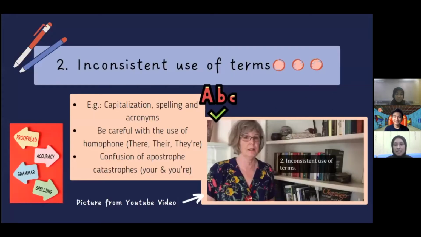The second mistake in scientific writing is inconsistent use of terms, for example capitalization, spelling, and also acronyms. You need to be careful with the use of homophones, such as there, their, and they're. These three homophones sound the same, but the meaning is different. So we need to be careful which one we use in our writing. The third is confusion of apostrophe and catastrophe, which is your and you're. These two words also have different meanings, so you need to be careful and choose them correctly for your writing.